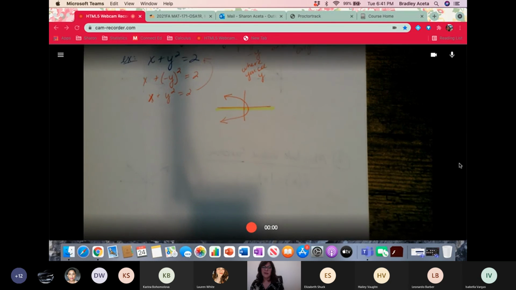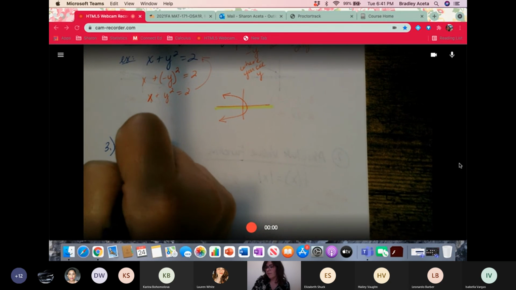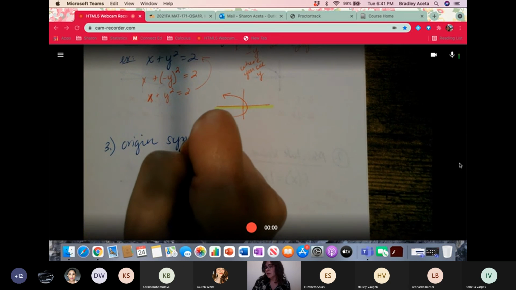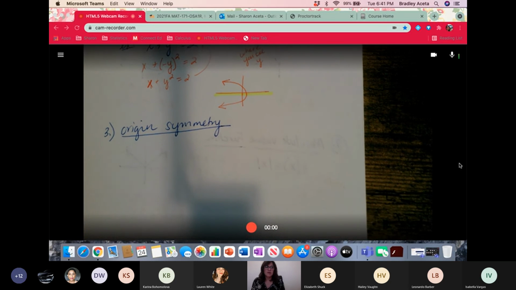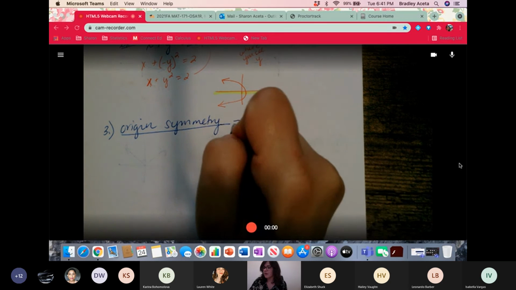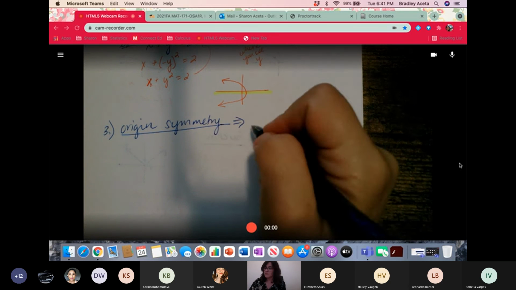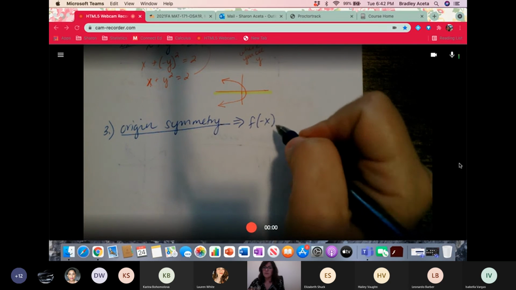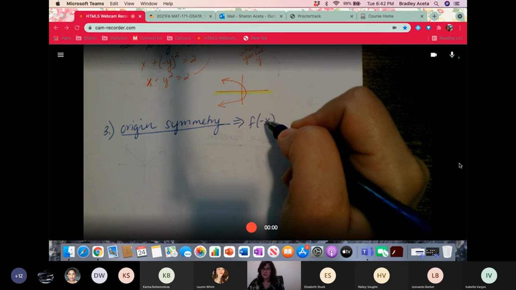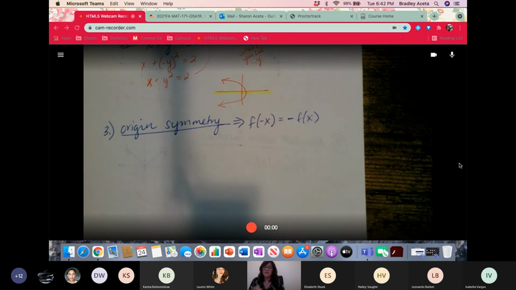y-axis symmetry, x-axis symmetry. The third one, probably my favorite, origin symmetry. Symmetry about the origin. And this is the little formula they use. They say f of negative x. So if you plug a negative x in for x, you get out the negative function.